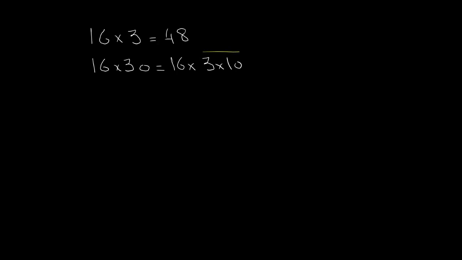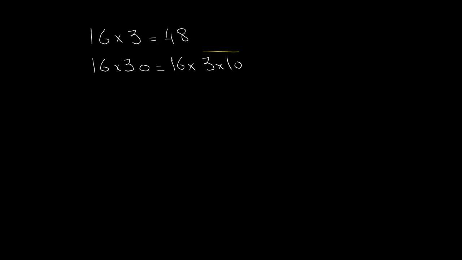So let's say I want to multiply. I already know some answers. Let's say I know 16 threes are 48. Now I want to figure out what is 16 multiplied by 30. But 16 multiplied by 30 is just 16 multiplied by 3 times 10. And remember, I'm supposed to do 3 times 10 first. So 3 times 10 leads to 30, and then I'm supposed to multiply 16 with it.